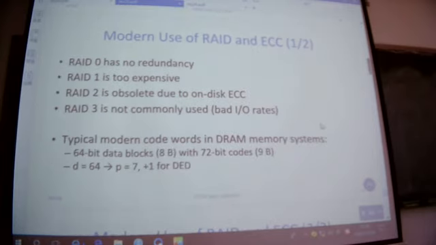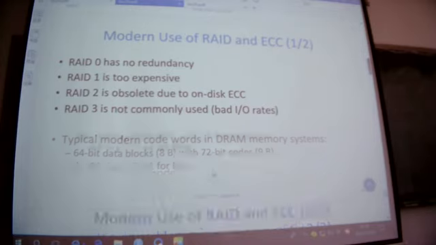Okay, modern use of RAID and ECC. RAID 0 has no redundancy. RAID 1 is too expensive. RAID 2 is obsolete due to on-disk ECC. RAID 3 is not commonly used because of its input and output rates. Typical modern codewords are in DRAM memory systems. This is some correction, some calculation.